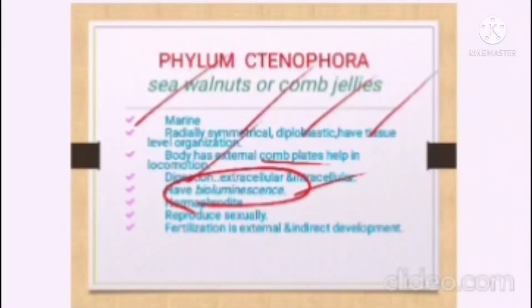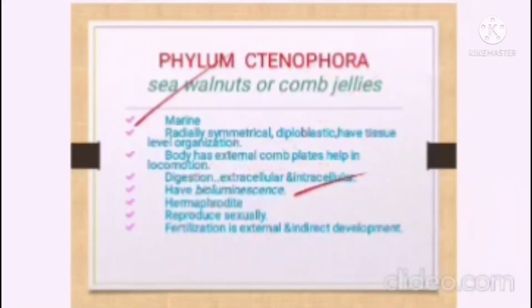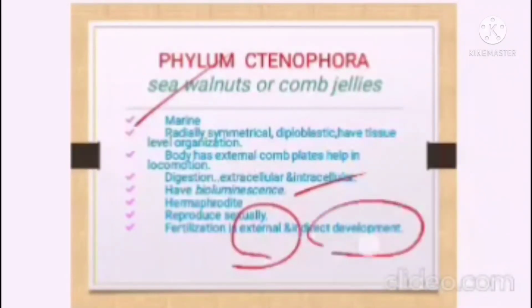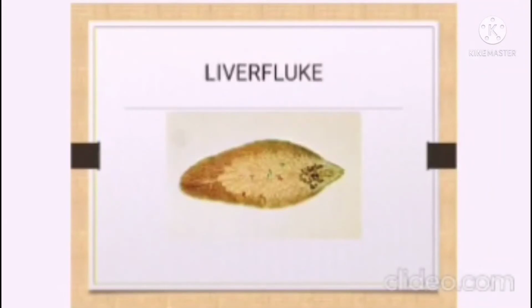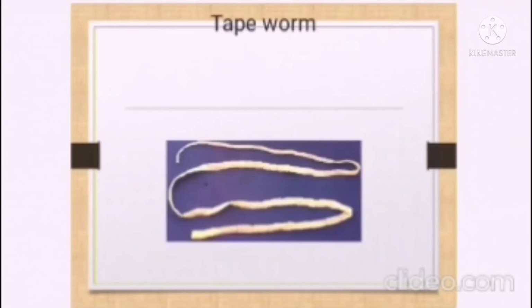Okay, so that is one characteristic feature of the Ctenophora. Hermaphrodite. What is hermaphrodite? You know, both the male and the female sex organs are present in the same organism. They reproduce sexually, and fertilization is external and development is indirect. External means the fertilization is taking place in the water, and the development is indirect, which means the larva doesn't resemble the adult. Okay. Now moving on to the next phylum, Platyhelminthes, flatworms, right? So liver fluke is an example of Platyhelminthes, and tapeworm is also an example, right?